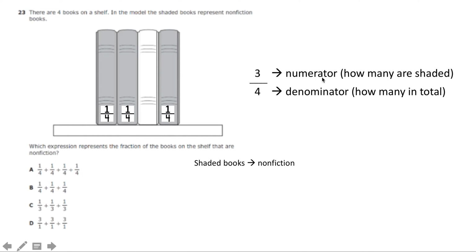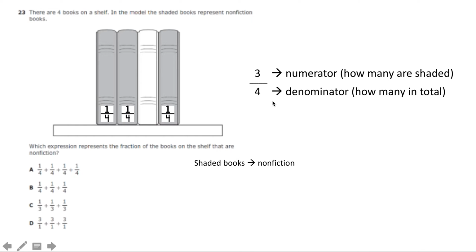So remember, the numerator is how many are shaded or how many we've selected from the total to talk about. So we are only talking about 1, 2, 3 out of the 4 books. So that gives me 3/4. Okay, so now I know all of these things. I know that each one of these books represents 1/4. I know that the total number of shaded books is 3/4. So I have a lot of information.